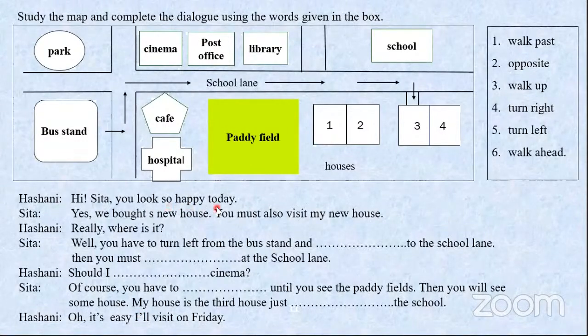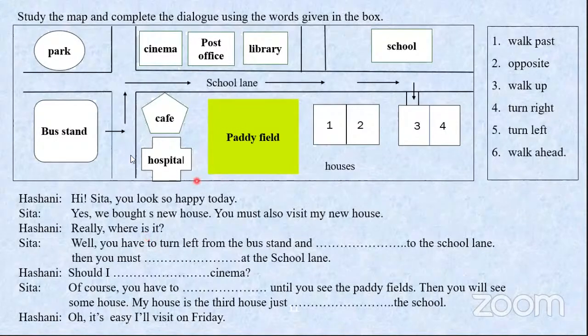You look very happy today. And Sita says, "Yes, we bought a new house." We bought a new house. "You must also visit my new house." You must come to my new house. Then Hashani says, "Really, where is it?" Where is it? And now Sita is telling the road, the way to her new house.